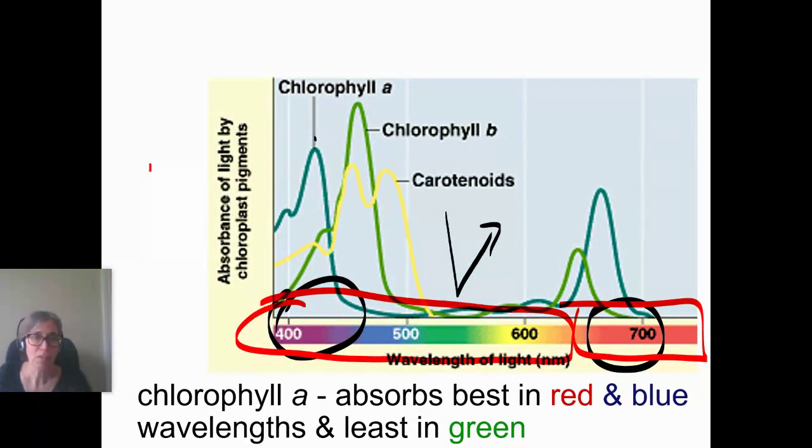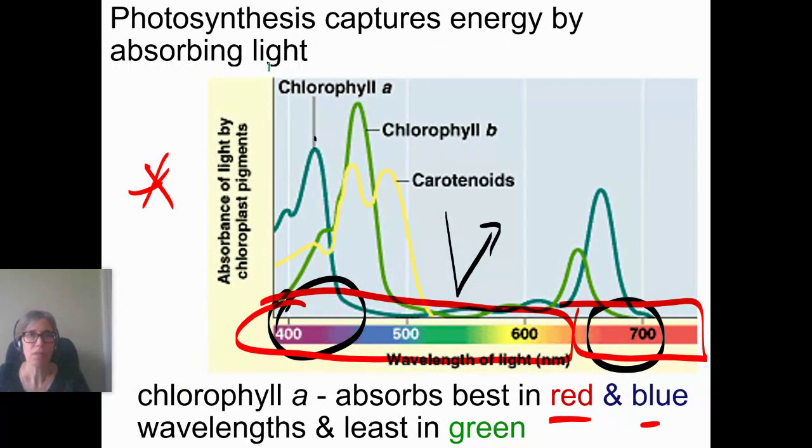So this actually is really important. You need to know that. Green plants are green because they absorb everything else. They absorb the red and the blue, but not the green. Photosynthesis captures energy by absorbing light, and for green plants, they're generally absorbing anything that's not green.